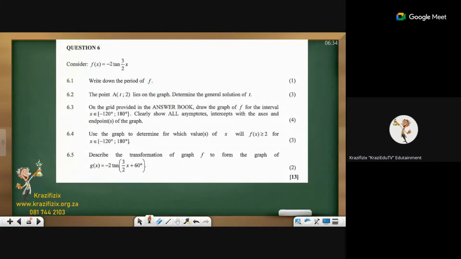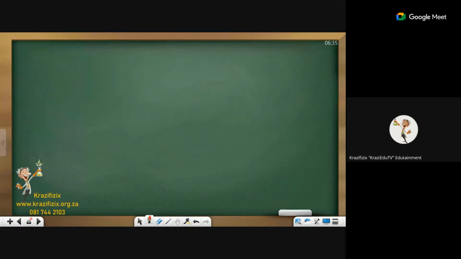2 minutes. 6. Quickly listen to me. 2 minutes here. The transformation of f to form the graph of this. Okay. It says 2 marks, but it's quite challenging. We get negative 2 tan 3 over 2x plus 60 from what we have. Let me quickly write that out on a different page. Our original function is this, x. We want to transform this graph.